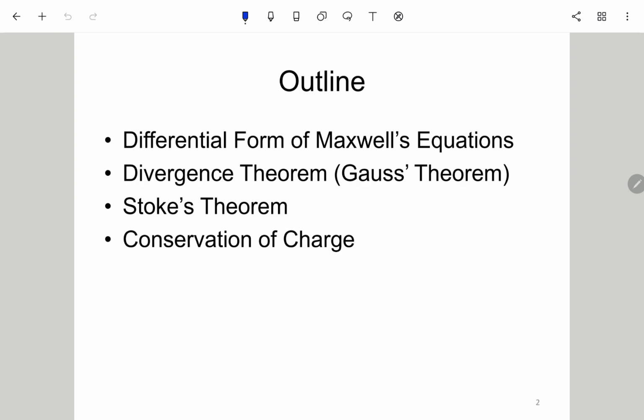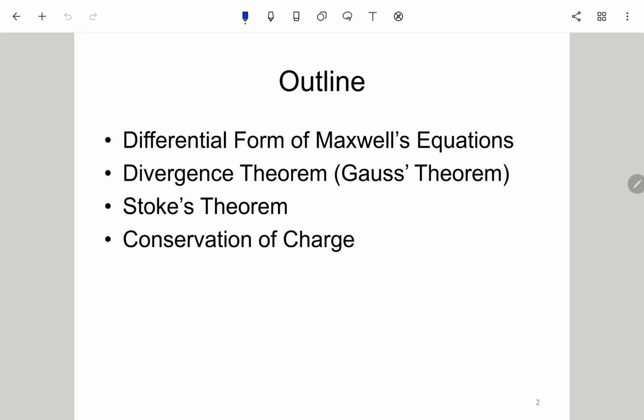Okay, so this is the outline. The first part is the differential form of the Maxwell equation, and then I will tell you two theorems in multivariable calculus. One is called the divergence theorem or the Gauss theorem. You can simply expect that this Gauss theorem is related to the Gauss law. And then also the Stokes theorem. It will be useful for Ampere's law and also Faraday's law. And then finally, I'll also talk about the conservation of charge.